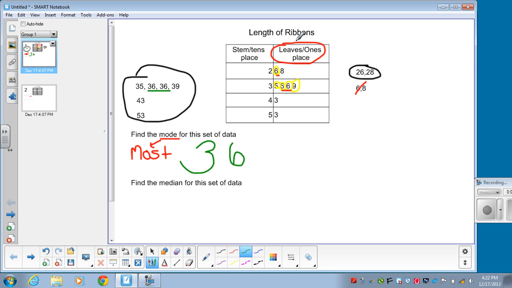Since it's the length of ribbons, we would also include the length, 36.